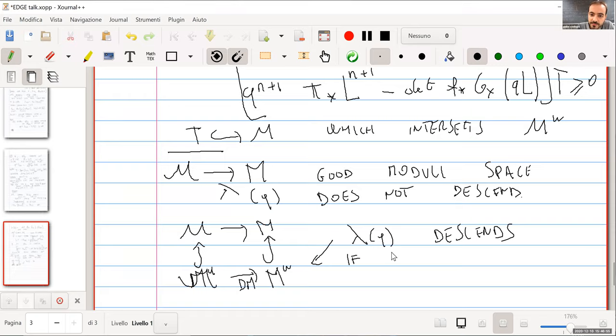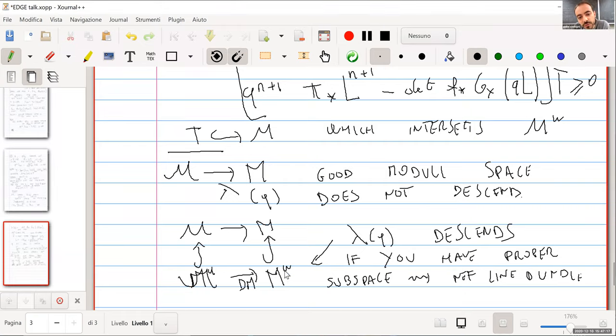And if you have proper subspaces, then you get convenient NEF line bundles. But somehow, as Qianyang was discussing, this MU is not proper. I mean, in most examples, this MU is not a proper subspace, so you cannot do much. There could be examples where this MU is proper, and in that case, you do get some bundles which are NEF. So these results apply, but in general, this MU is not proper.